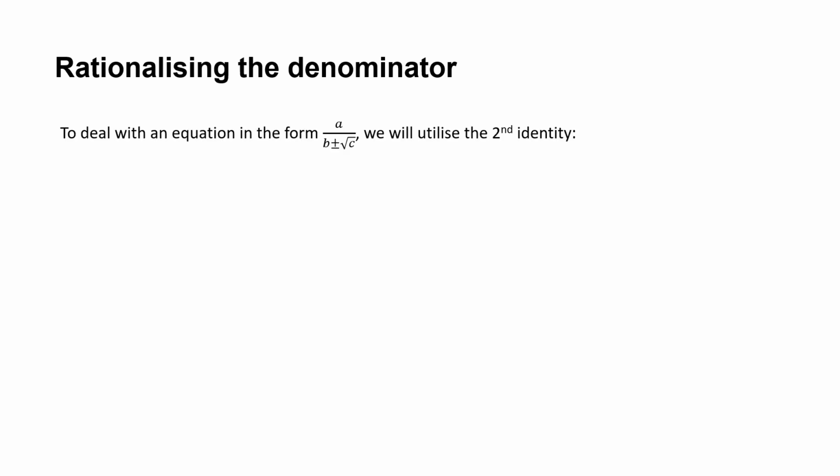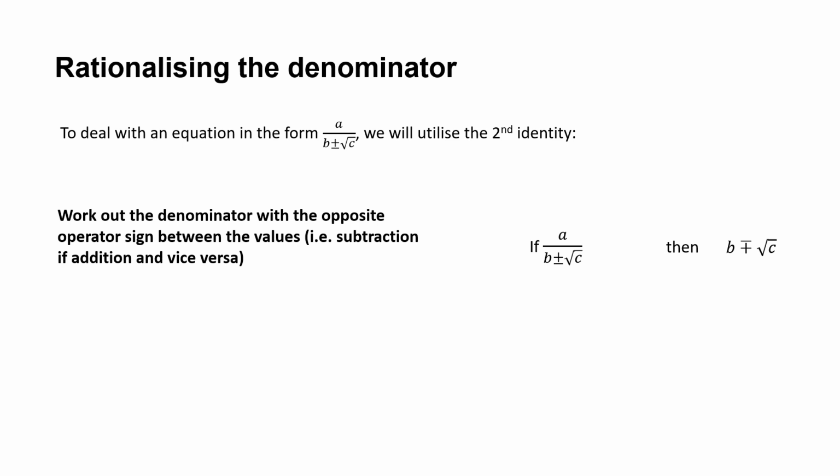So when we have this type of problem, what we can do is utilize the fact that when we have b plus root c times b minus root c, we're going to get b squared minus c. Now, given that b and c are both going to be integers, b squared minus c just gives us an integer. So this is going to completely remove that root c term that we don't want in the denominator. So I've written this here.